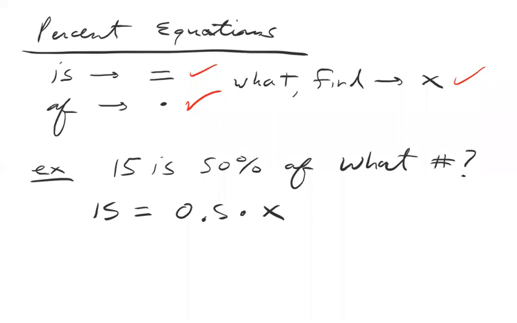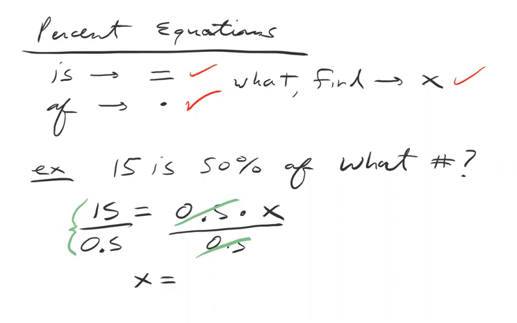So 0.5 times x equals 15. In all these equations, we're just trying to solve for x. How do I solve? I'd divide both sides by 0.5, wouldn't I? You can just do this on your calculator. So x is going to equal 15 divided by 0.5, which is 30. All right, let's do some more of these.